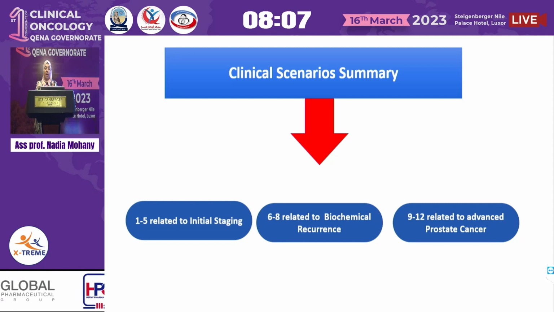We should mention that the utility of PSMA in these scenarios was scored on a scale from 1 to 9. Scores 1 to 3 are rarely appropriate, 4 to 6 may be appropriate, and 7 to 9 are appropriate.